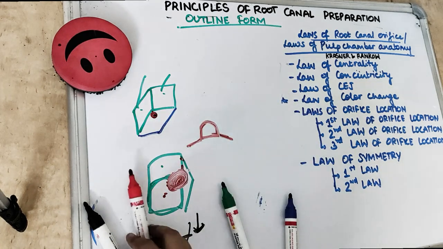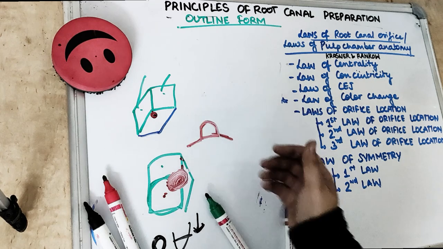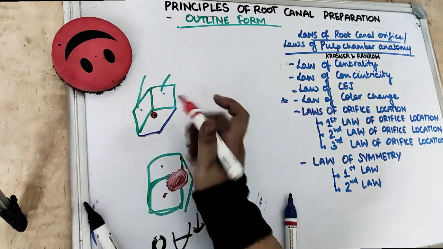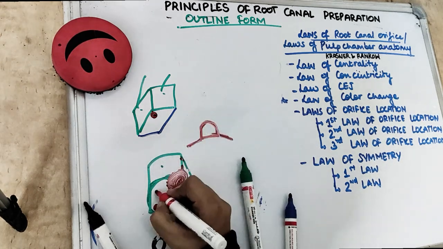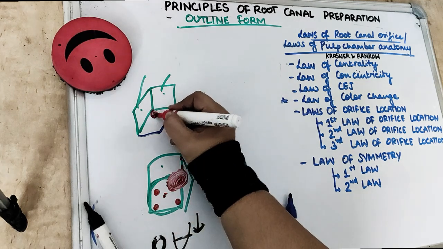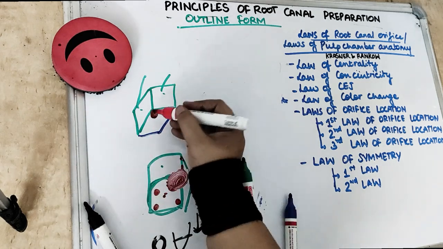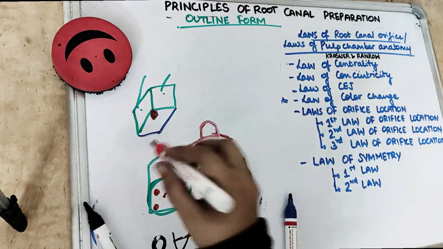Now coming to the second law of orifice location: it states that the orifice is located at the angle in the floor and wall junction. So it is neither going to be present here, nor here, nor here. It is always going to be present at the angle, where the floor and wall are making an angle.